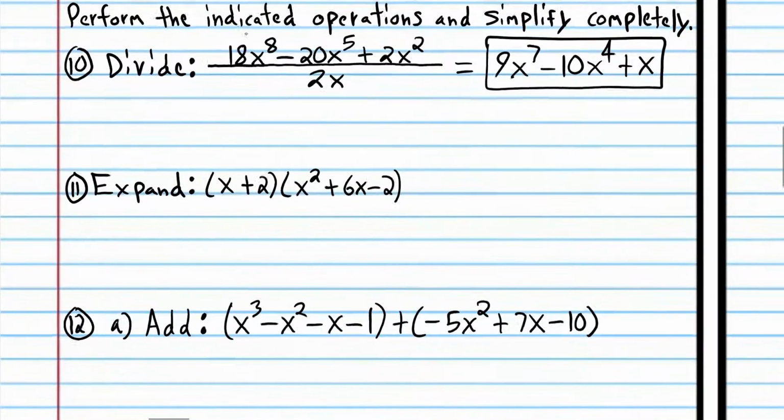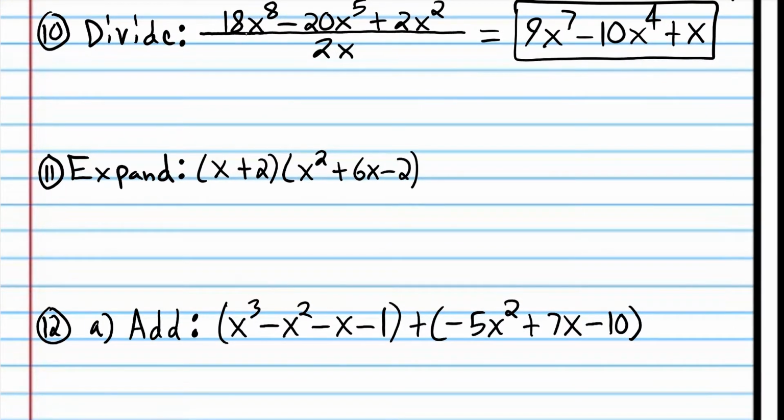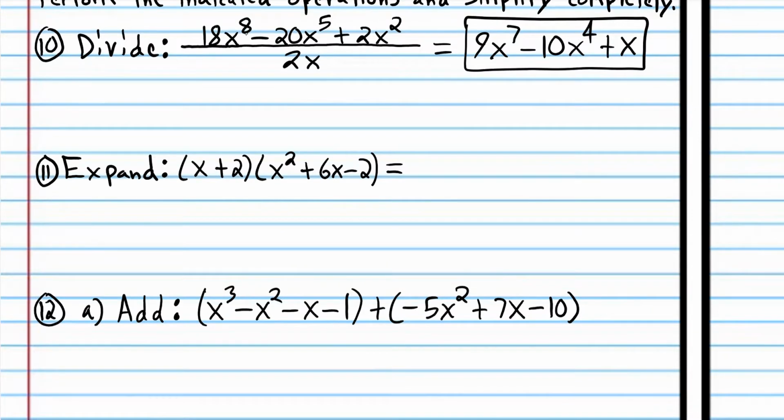an easy problem. Okay, now sometimes you have to multiply a binomial times a trinomial. And so we're going to go ahead and do that. We're going to start with, remember, you take each term in this binomial and you multiply it by each term in the trinomial. So we're going to take x and multiply it by all this stuff. So x times x squared is x cubed, right? x times 6x is 6x squared. And x times negative 2 is negative 2x.